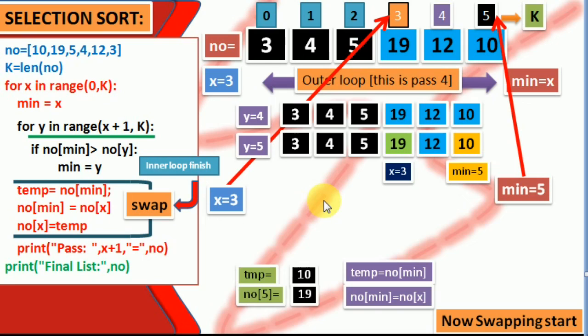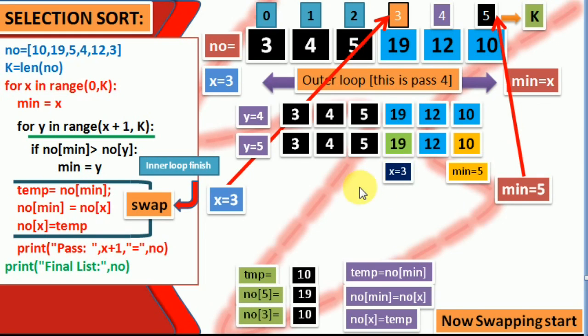A of 5. A of min is 5, so A of 5 is overridden with A of x. What is A of x? A of 3, that is 19. Now 19 is overridden at A of 5. That means this 10 is going to be overridden with the value of 19. Now what is the last thing? A of 3. Where is A of 3? Here. Copy the value, that is 10.